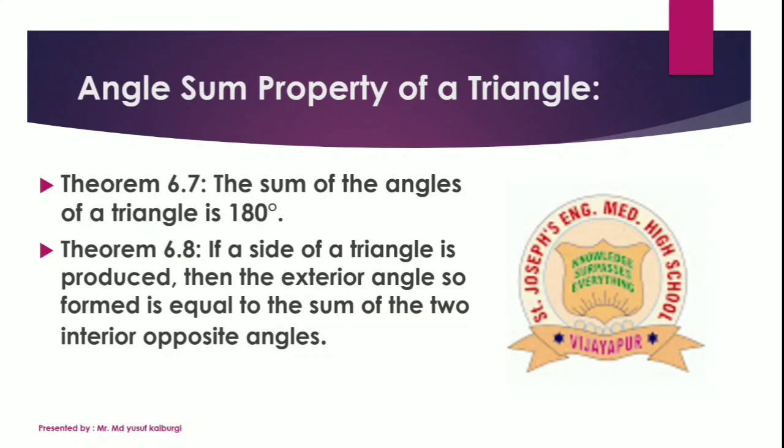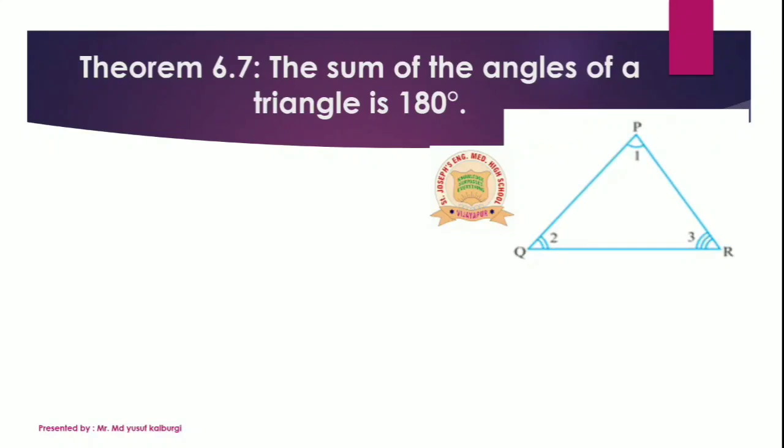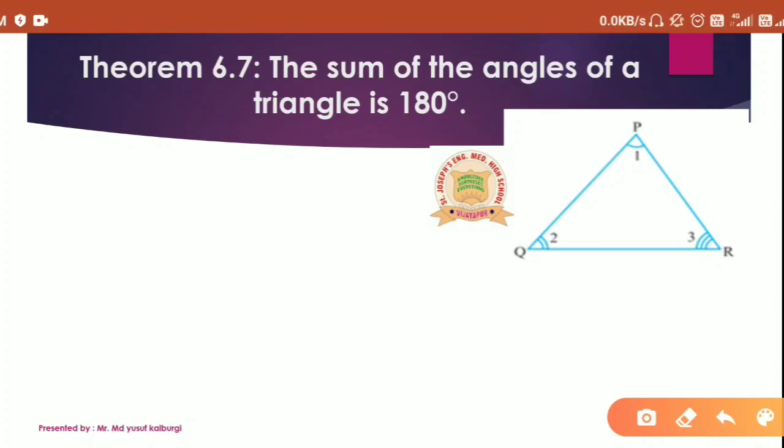So let's move to theorem number 6.7. It states that the sum of all the angles of a triangle is equal to 180 degrees. This theorem we are going to prove. Now let us assume that there is a triangle, say PQR. If you observe the figure, there are three angles, 1, 2 and 3. These are the three angles we have in a triangle. So we need to prove that their sum is equal to 180 degrees.